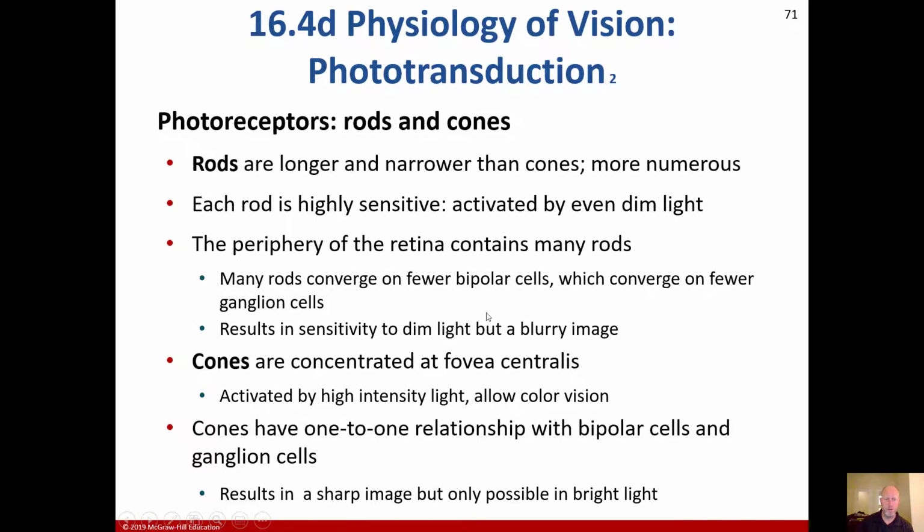Photoreceptors, the rods and the cones. This information you need to know, all of this. The rods are longer and narrower than the cones and are more numerous. Each rod is highly sensitive, activated by dim light. The periphery of the retina contains many rods.